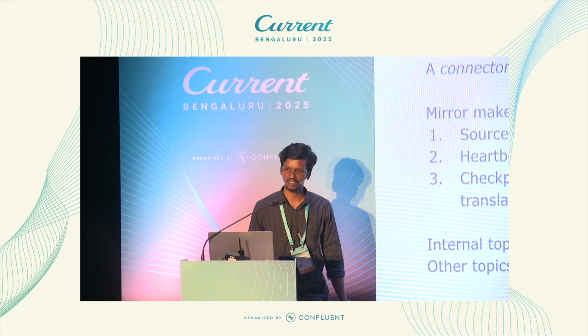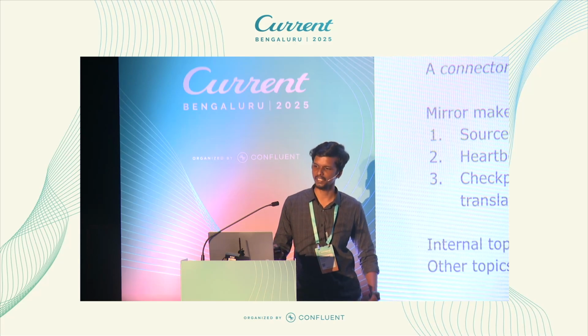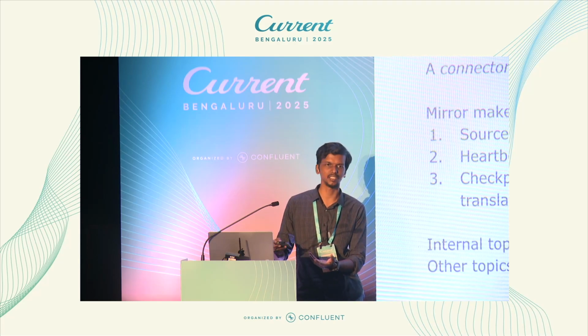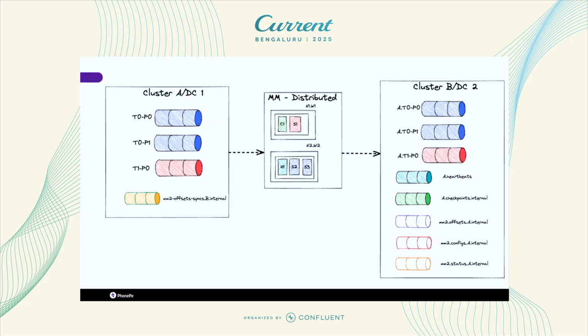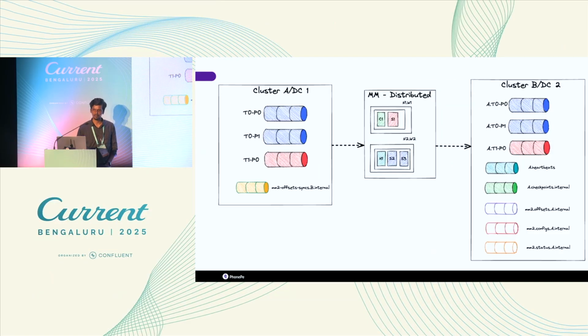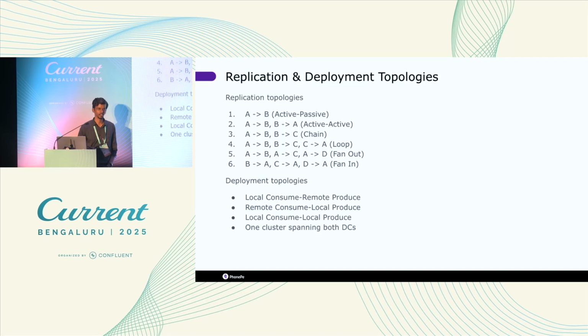These are the internal topics: checkpoints, offset syncs, offsets, configs, and status. The last three, offsets, configs, and status, are typically used by every Kafka Connect application to store its own config and current status and all that. And the heartbeats topic is something that we have already discussed. So this is a slightly deeper overview of how the internal connectors work in MirrorMaker. You can deploy in distributed mode, and you can see the internal topics and the replicated topics here. I have a more detailed diagram which I will go into.